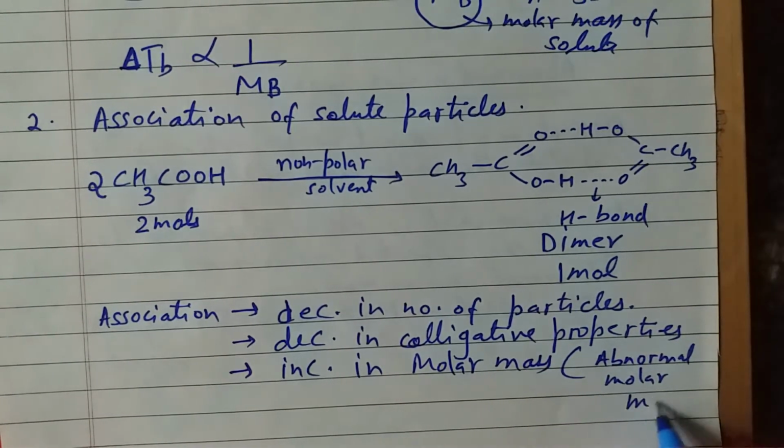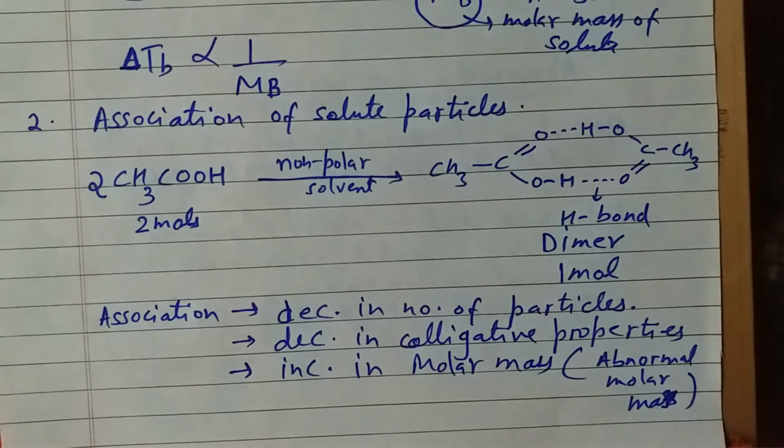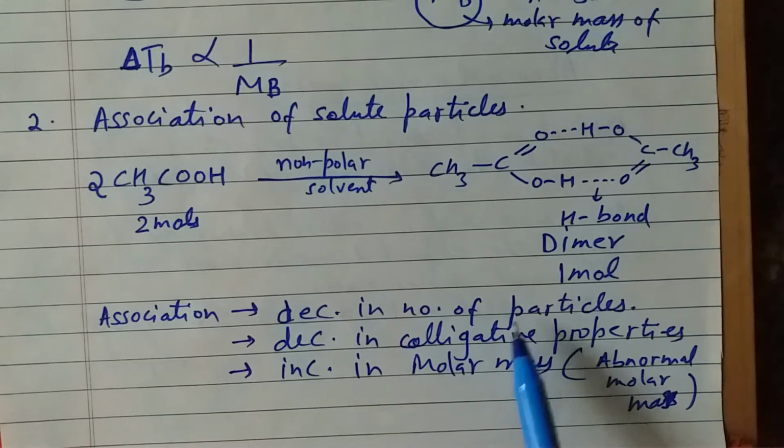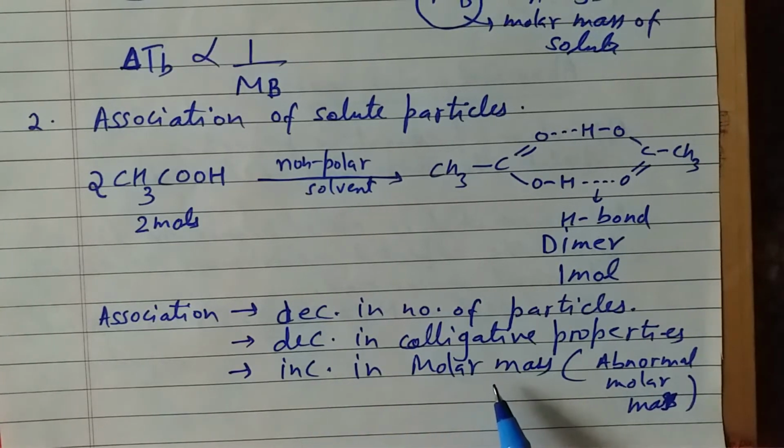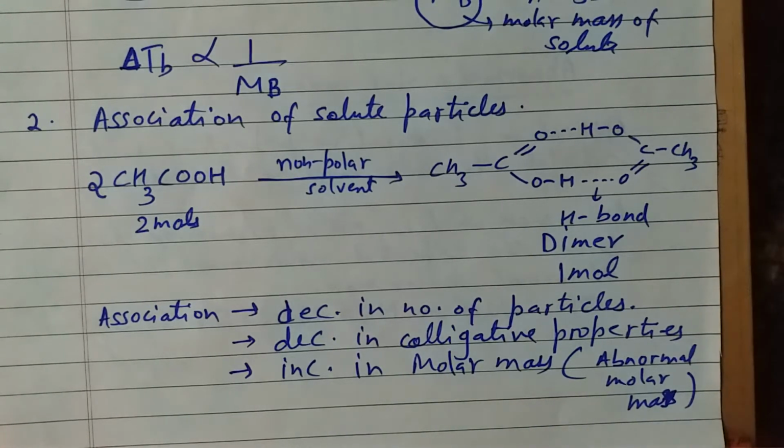So what was the reason behind this abnormality? Association. Because of association, number of particles got decreased, so colligative property decreased, and therefore there will be an increase in the molar mass of solute, which is now regarded as the abnormal molar mass.